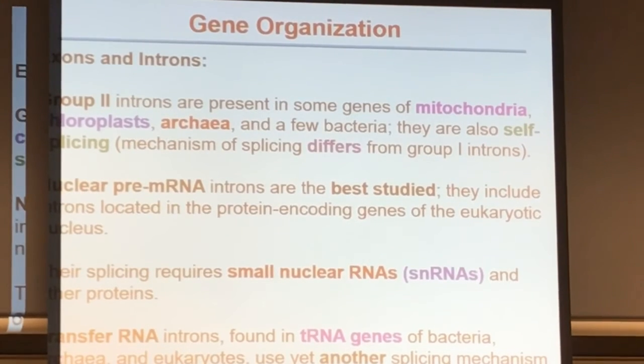The second group of introns is found in mitochondria and in chloroplasts. These introns can also cut themselves out. They can splice themselves out, but the splicing mechanism here is different from group 1. And group 3 introns are actually found in the regular messenger RNAs that we usually discuss. The removal of these introns requires small nuclear RNAs and also requires something called the spliceosome, which will come in the upcoming slides. And the fourth group of introns are found in transfer RNA. The removal of these introns requires some special enzymes.